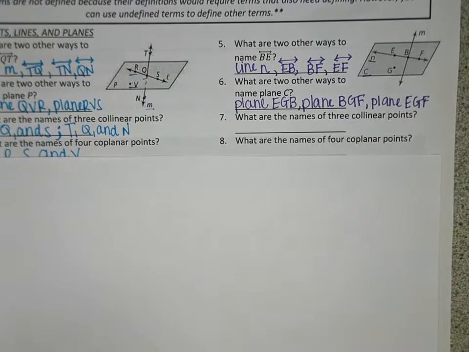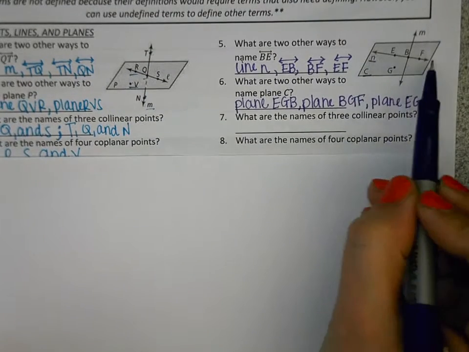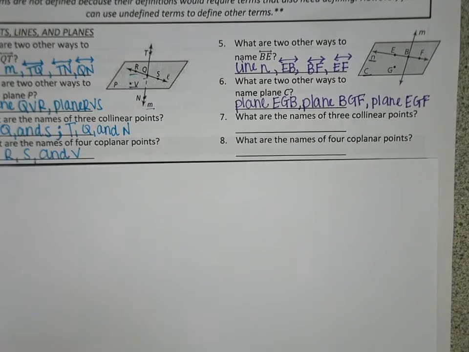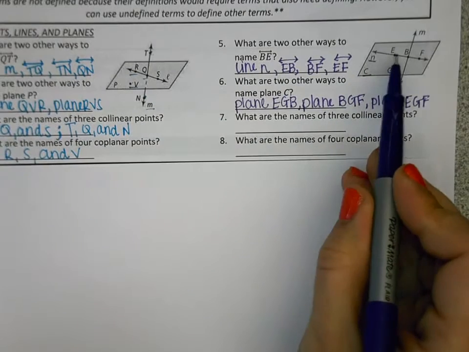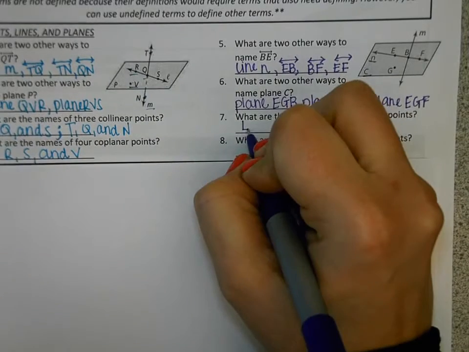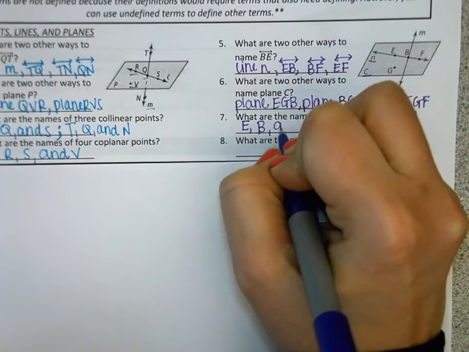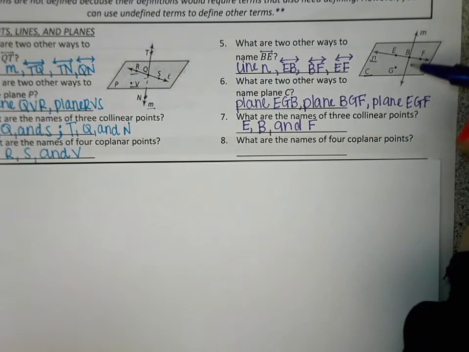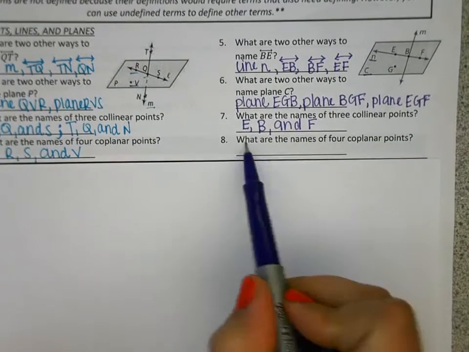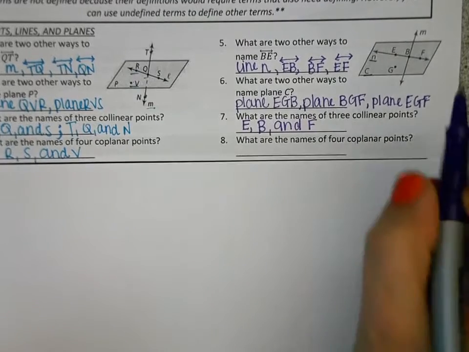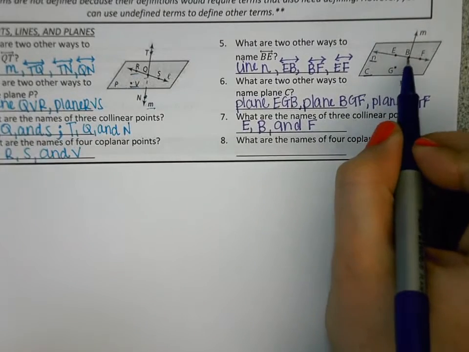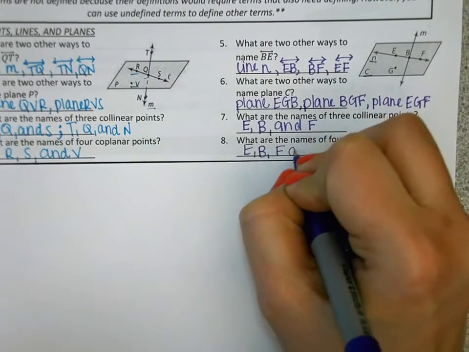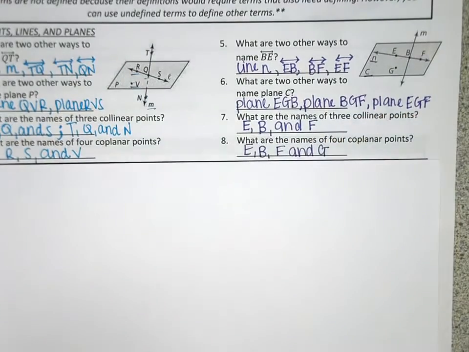You cannot use EBF because they are collinear. The names of 3 collinear points would be E, B, and F. And those are the only ones because they didn't give us any other points on line M. And what are the names of 4 coplanar points? There's the 4 points on that plane, E, B, F, G. Okay? So far so good, guys? Okay.